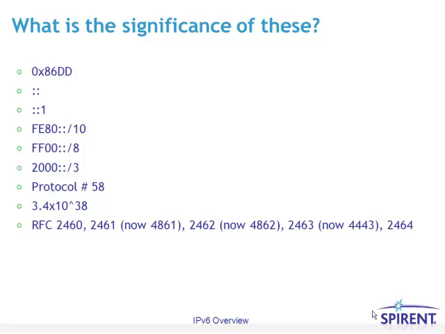2462 is the SLAAC, the Stateless Address Auto Configuration description for IPv6. RFC 2463 is the specification for ICMP version 6. And RFC 2464 is the specification for carrying IPv6 packets over Ethernet.